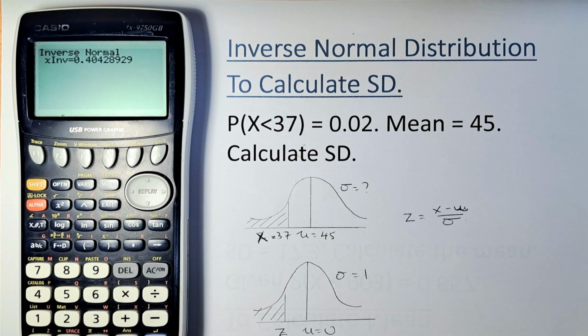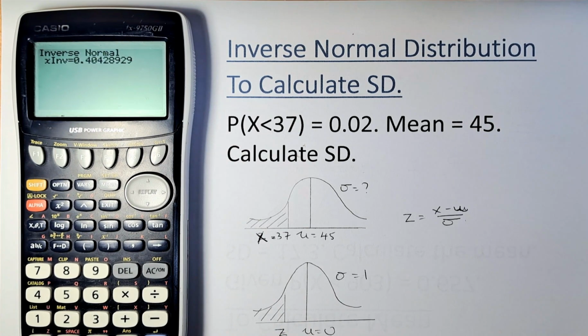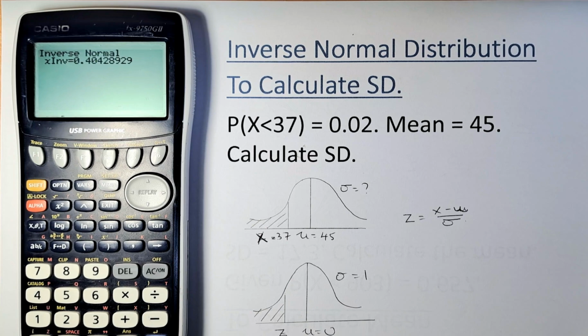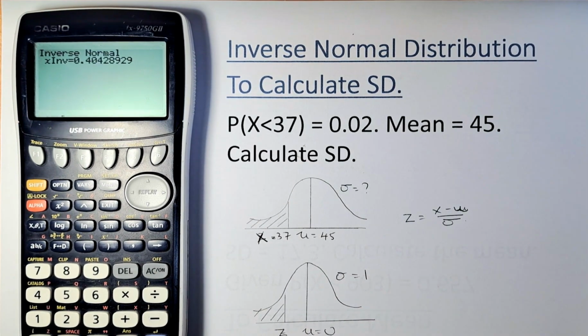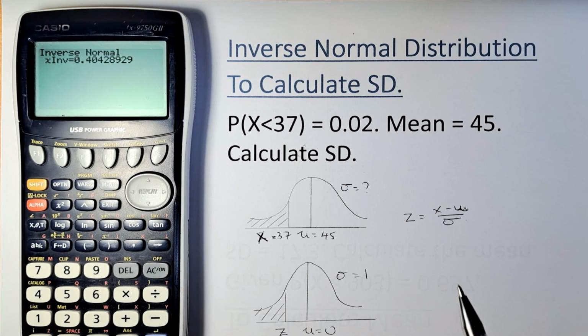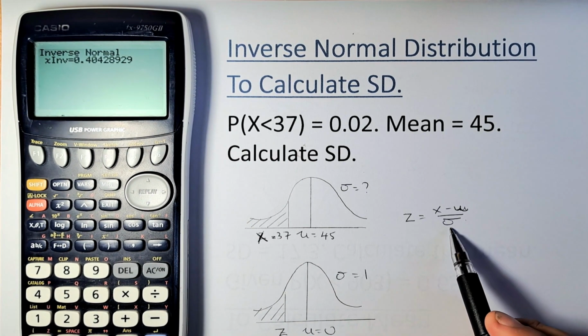So the question is now, inverse normal distribution to calculate standard deviation. The probability of x is less than 37 is 0.02. The mean is 45, and calculate the standard deviation. Okay, so we need to calculate standard deviation. Again, because to calculate mean and standard deviation, you have to standardize it before you can calculate the answer. So you need to use this formula to calculate the standard deviation.